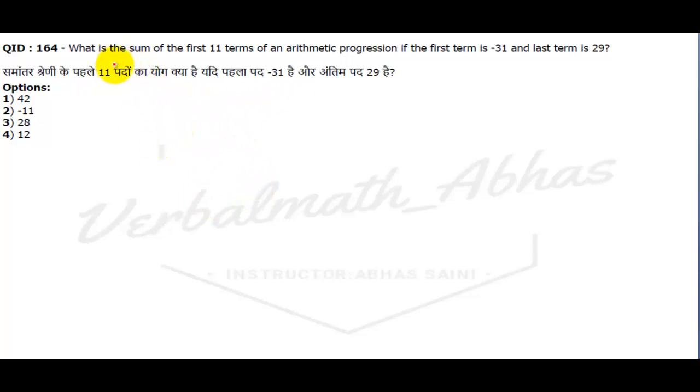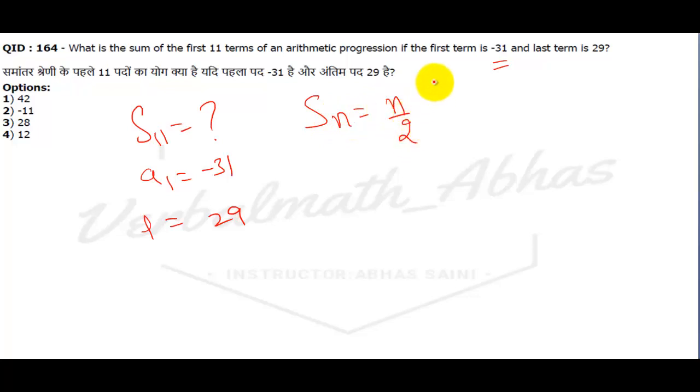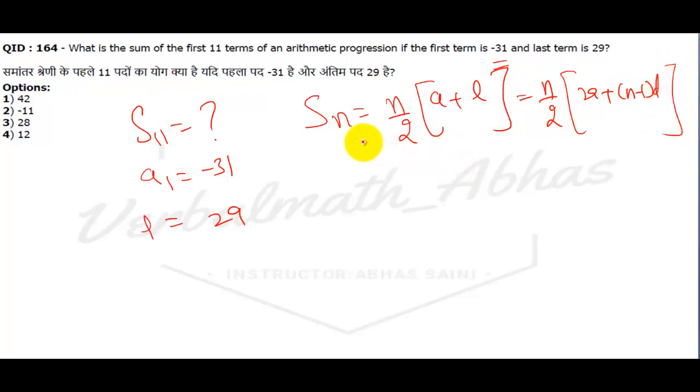Okay, now next question. What is the sum of 11 terms of an arithmetic progression if the first term is minus 31 and the last term is 29? You know that the sum of an AP is equal to n by 2 times (A plus L). Here A is your first term and L is your last term. Or you can write n by 2 times (2A plus (n minus 1) into D). These are two formulas to calculate the sum of a series which must be in AP.